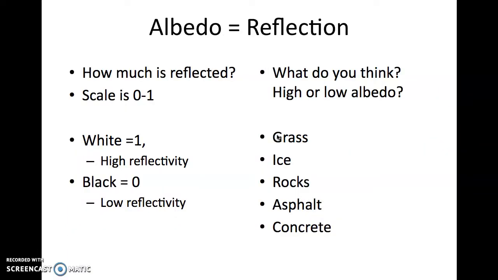This reflection has a name, we call it albedo. That's a measurement. It's measured on a scale from 0 to 1. 1 is high reflectivity, 0 is low reflectivity. So if we look at things that we regularly find, for example, grass, ice, rocks, asphalt, and concrete, which ones do you think have high albedo? Which ones do you think have low albedo?